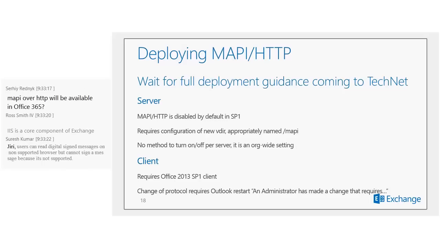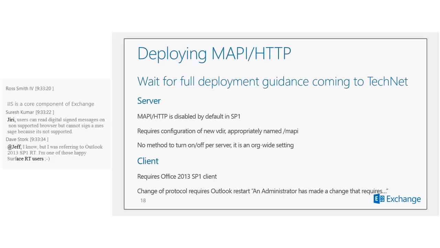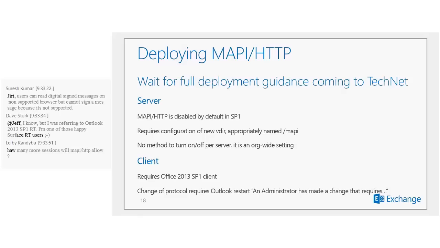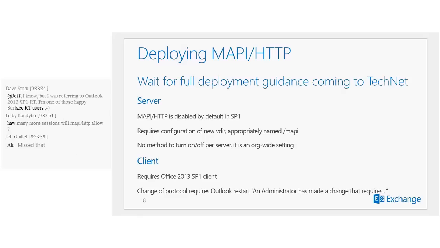A little bit about deployment, on the server side. By default, when you install SP1, MAPI HTTP is going to be disabled. So you would have to take some actions to configure a virtual directory named MAPI, set its URLs and configure it, and then turn it on from an organizational configuration perspective. It's an org-wide setting, so you can't turn it on at a server level. And in a moment, you'll see this upcoming.